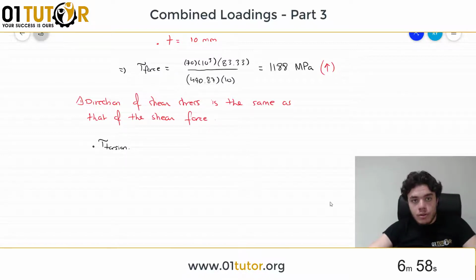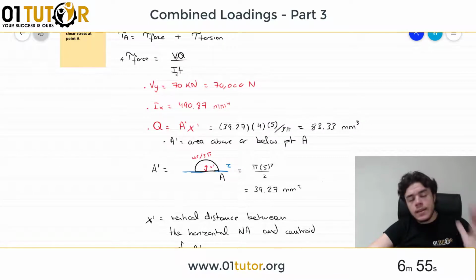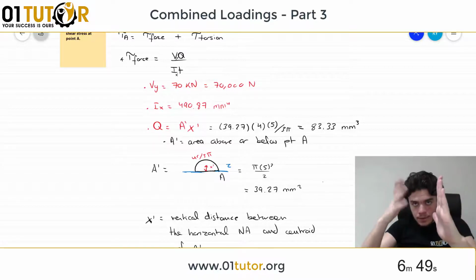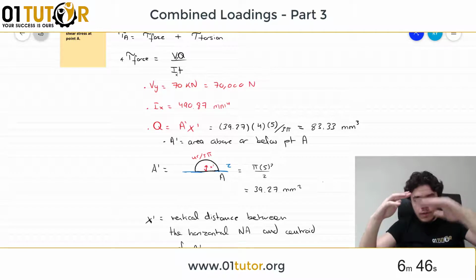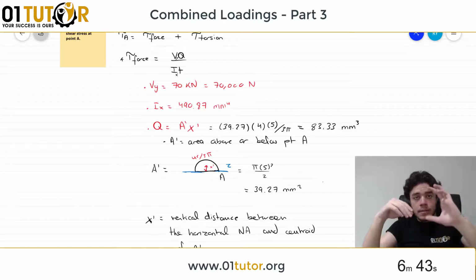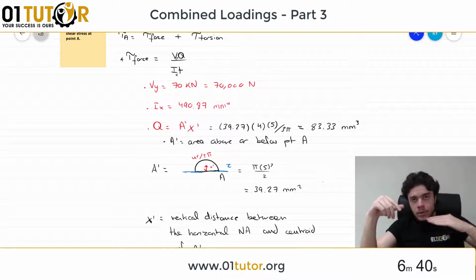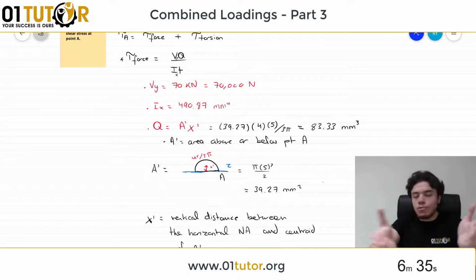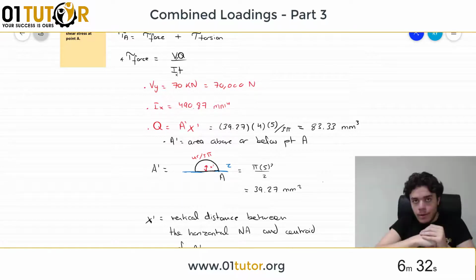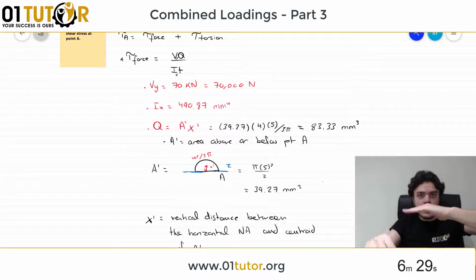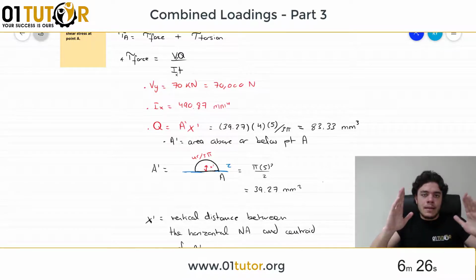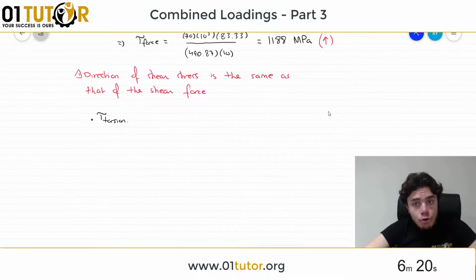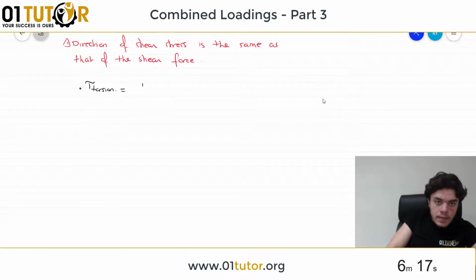Okay, but let's recall what we did for the force. So for the force, it's VQ over IT. The shear is vertical, and since the shear is vertical, Q is going to be A prime X prime in this case, where A prime is the area above or below the point of interest, and X prime, in this case since X is vertical, is going to be the vertical distance between the centroid of A prime and the horizontal neutral axis. I is going to be the moment of inertia about the horizontal axis, but in this case Ix is equal to Iy since the section is circular. And T is going to be the horizontal thickness because the shear is vertical. It's going to be the horizontal distance of the solid line passing through point A horizontally. Now tau due to the torsion is equal to Tc or T rho over J.